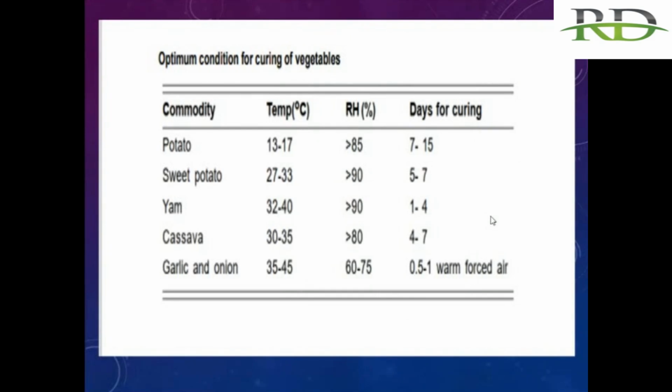And we have just now discussed curing. These are the vegetables which go under curing. Potato is cured at 13 to 17 degrees Celsius with high relative humidity of more than 85%. It goes for 7 to 15 days for curing. Same for sweet potato, like 5 to 7 days for curing. The temperature and relative humidity differ. And for yam, cassava, garlic, and onion, these are the vegetable produce which are good for curing, and curing is done for removal of field heat.